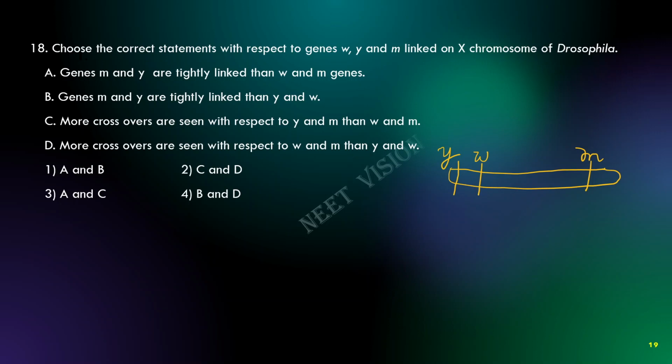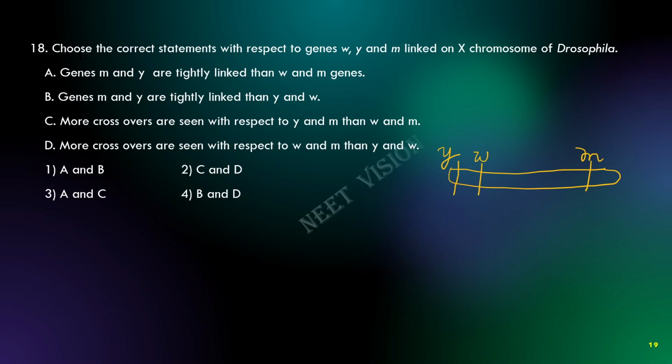Y and W are strongly linked compared to Y and M and W and M. And W and M are strongly linked compared to Y and M, but weakly linked compared to Y and W. You know the statement that more is the distance between the genes, loosely they are linked. Weak is the linkage. The nearer the genes, strongly they are linked. Higher the recombination frequency, weak linkage. Lesser the recombination frequency, strong linkage.